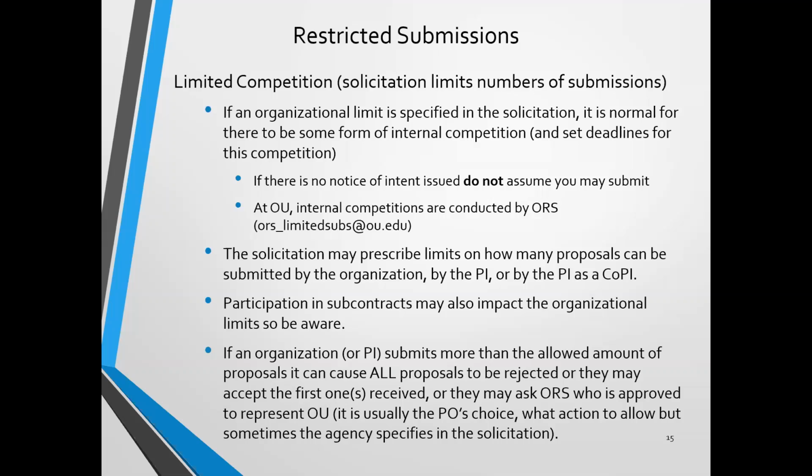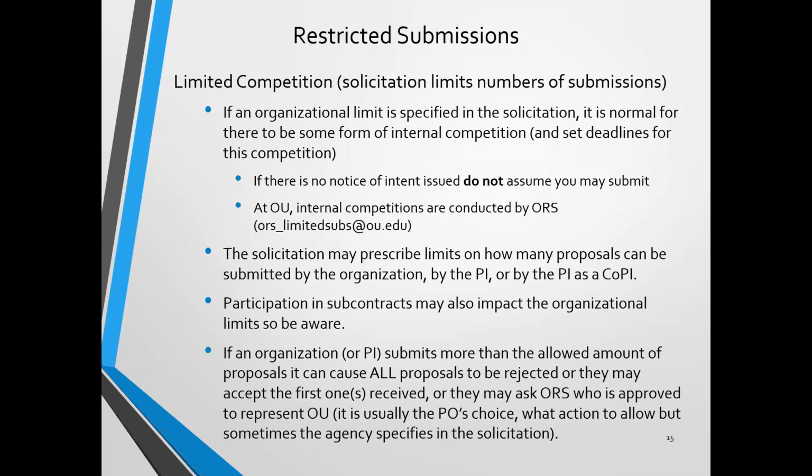If we are only allowed as an organization to submit one or two or however many the number is, if that number is exceeded, then usually it results in either all of the submissions from OU being rejected, or the program officer can come back to ORS and say, we have more than one submission to this call. Who is going to be, or who are your representatives for this particular solicitation?